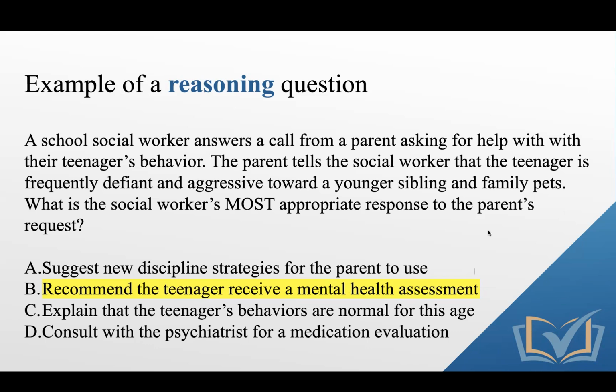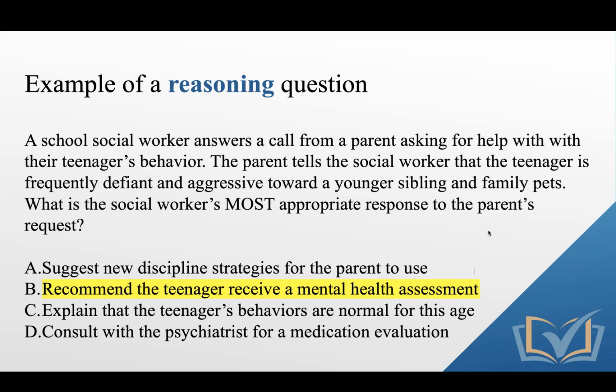So let's see why the other answer options are not our answers. Let's go with D, consult with a psychiatrist for medication evaluation. There's no indication in the stem that this teenager needs medication. So D would not be my answer. Explain that the teenager's behaviors are normal for this age. This answer is incorrect because the behaviors of this teenager are not normal, right? Frequently defiant and aggressive towards younger siblings and pets, that's not normal behavior for a teenager. So that's not my answer.